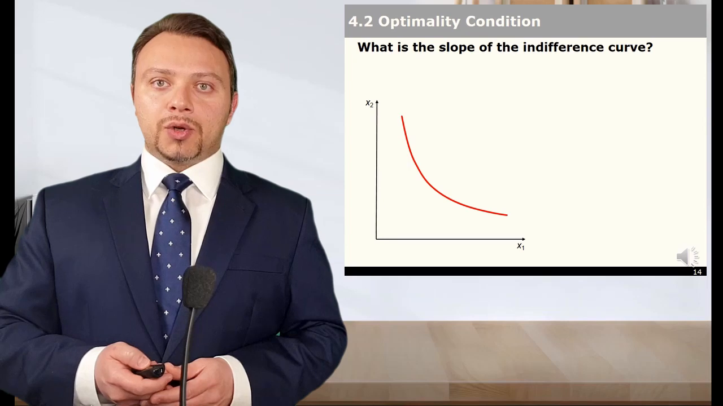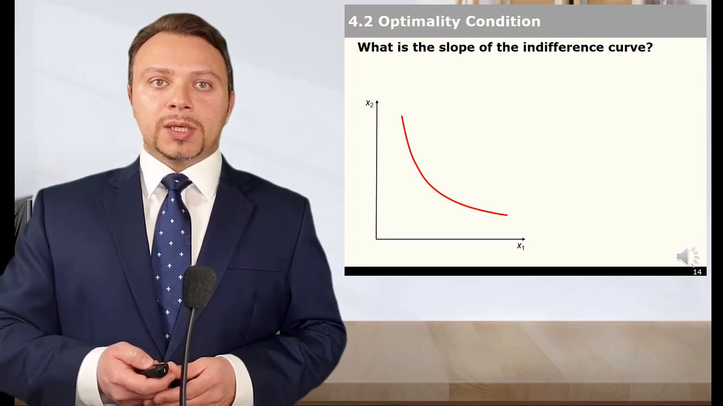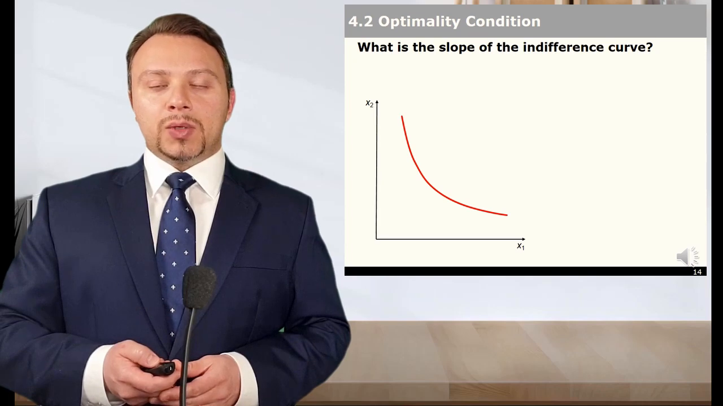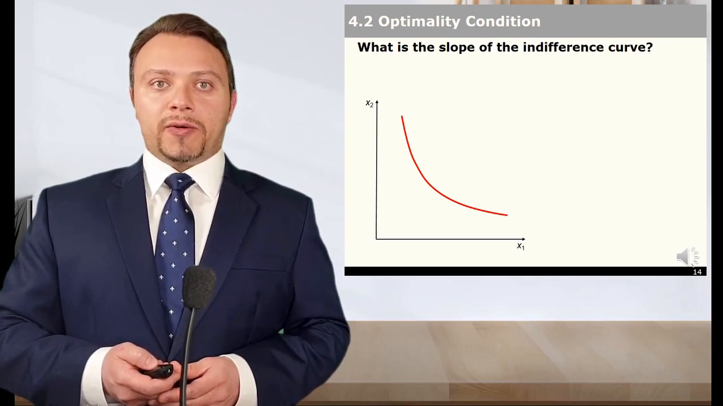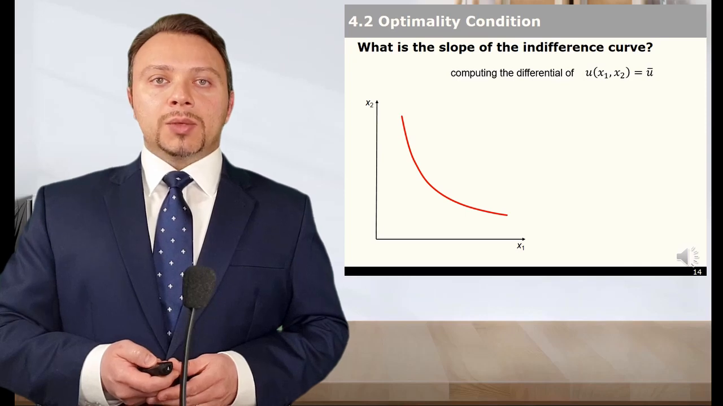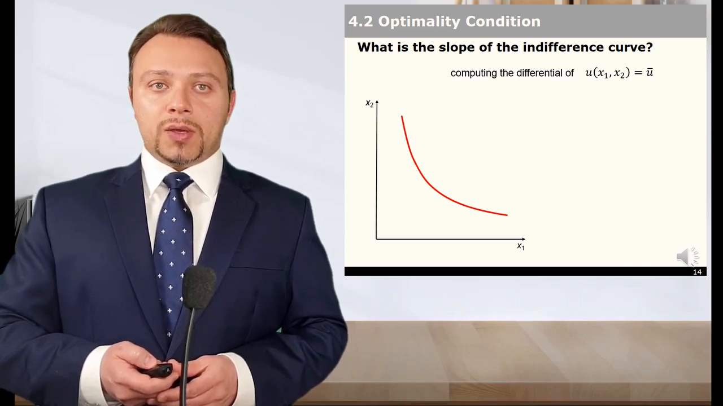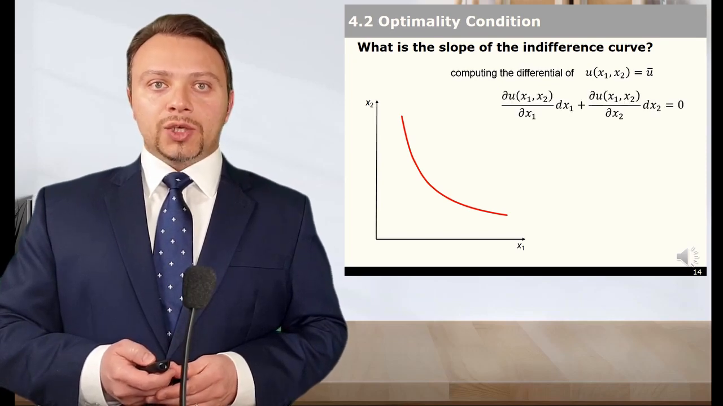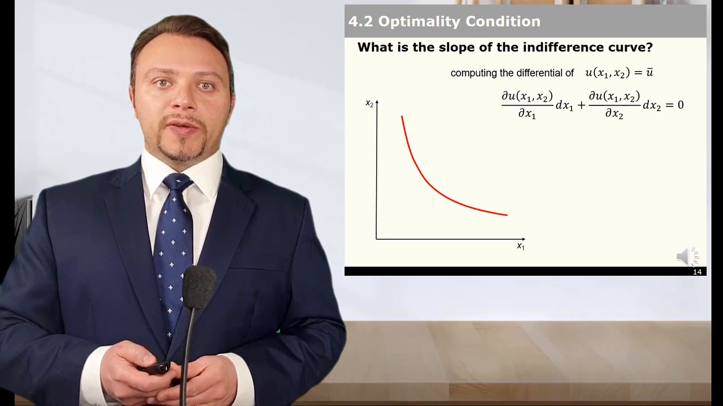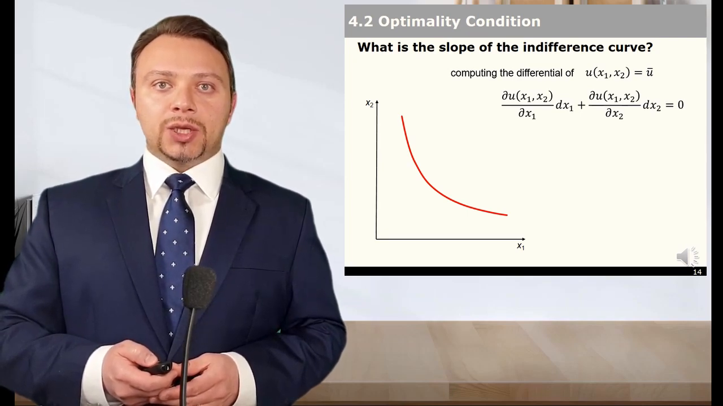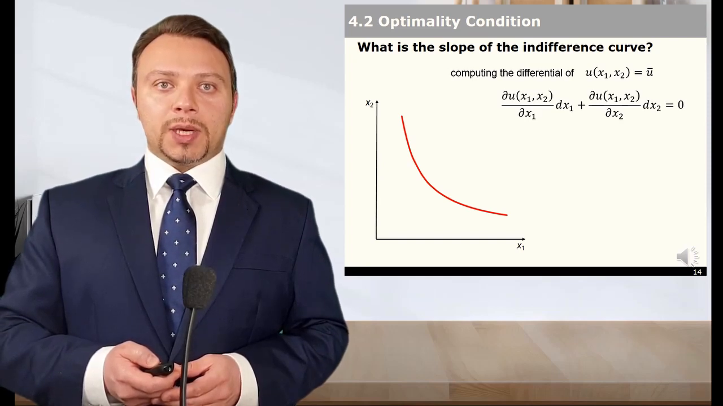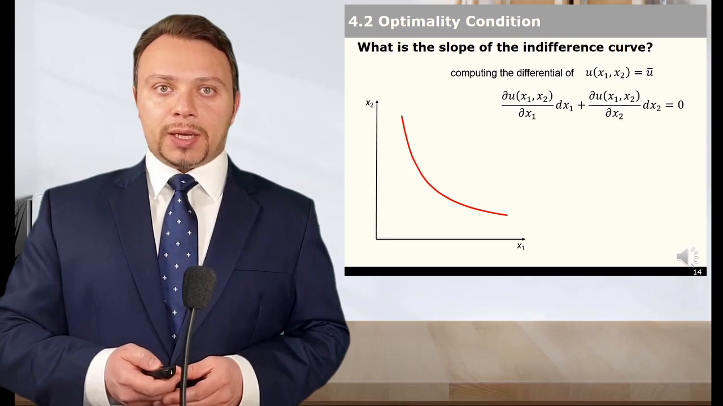This is a little bit harder to determine because the indifference curve is just a graphical representation of a utility level in the x1, x2 diagram, while the utility function itself is a function of two variables. So let us compute the differential of the utility function for a certain utility level U bar. The differential is the first order partial derivative with respect to x1 times the change in x1 plus the first order partial derivative with respect to x2 times the change in x2.